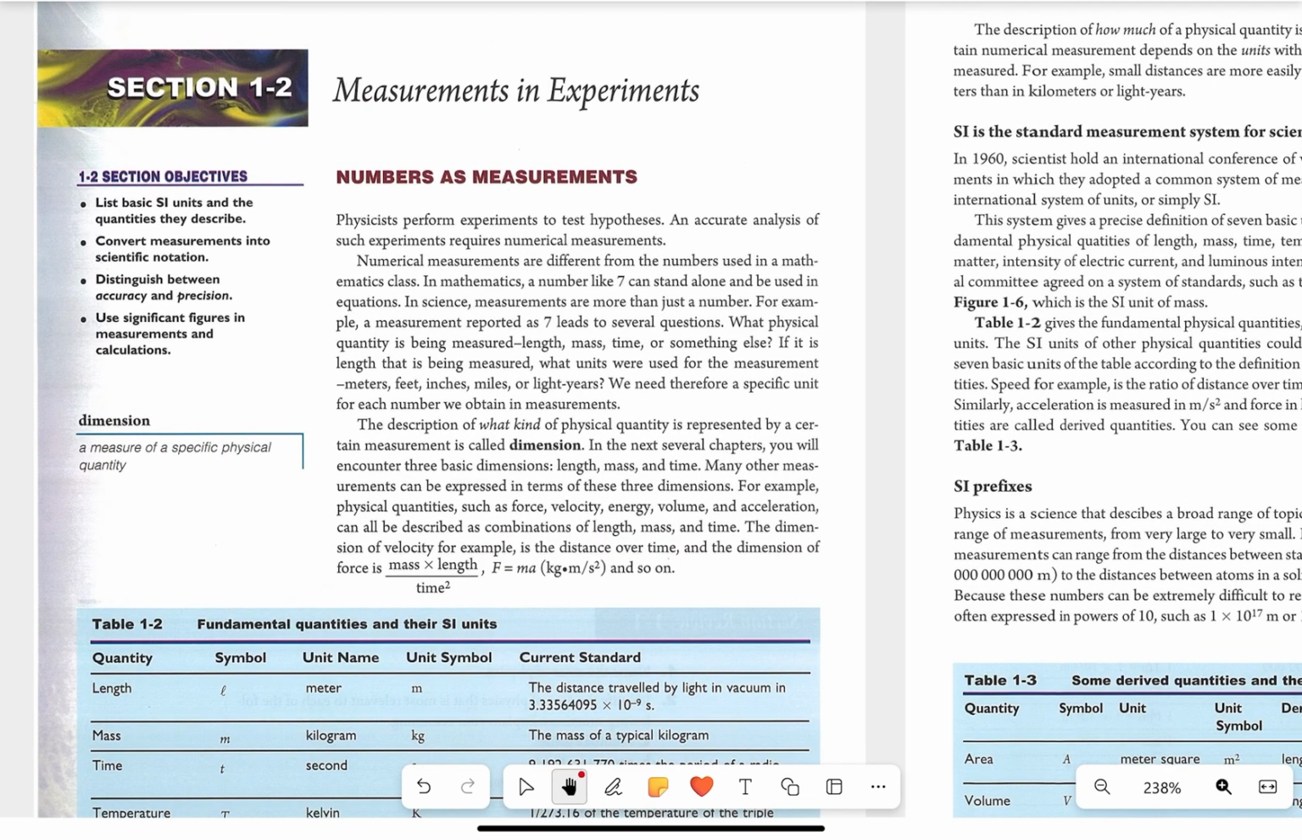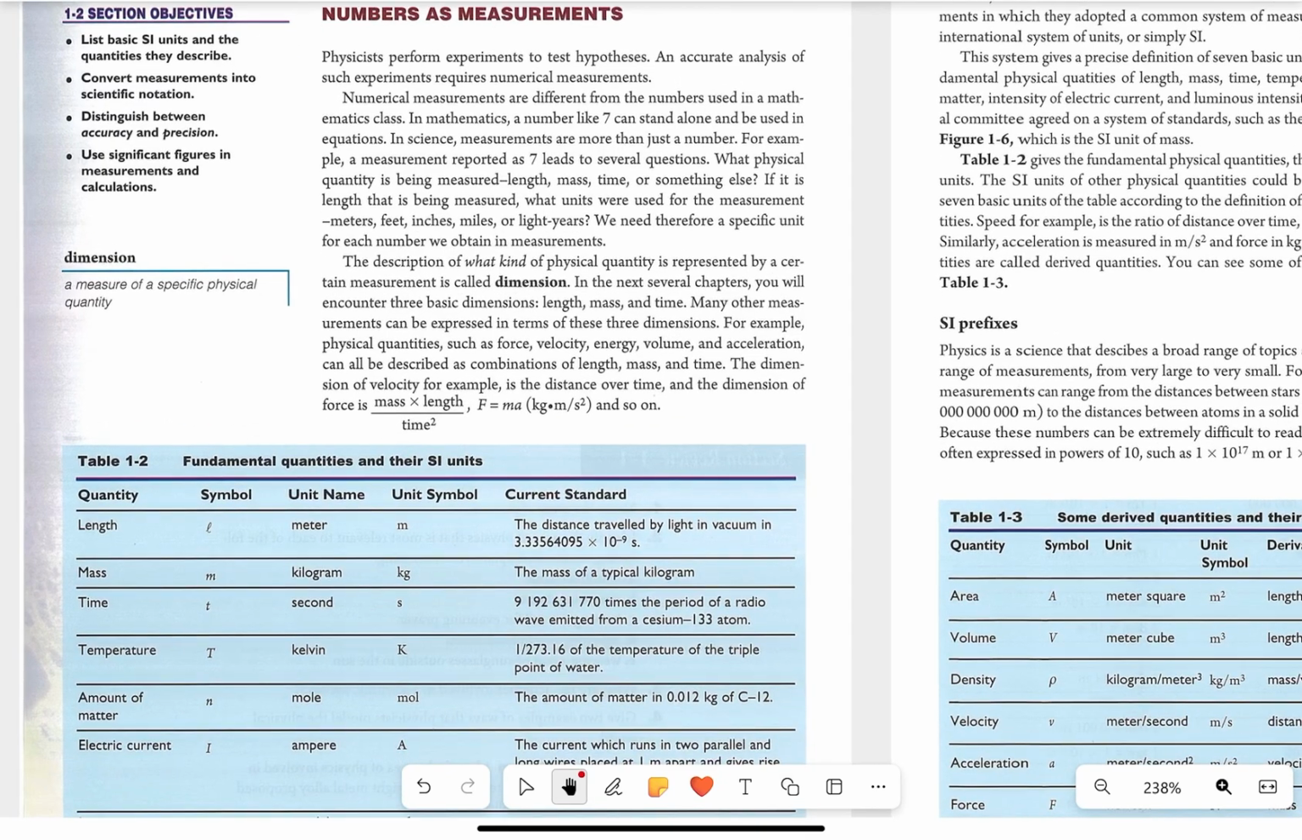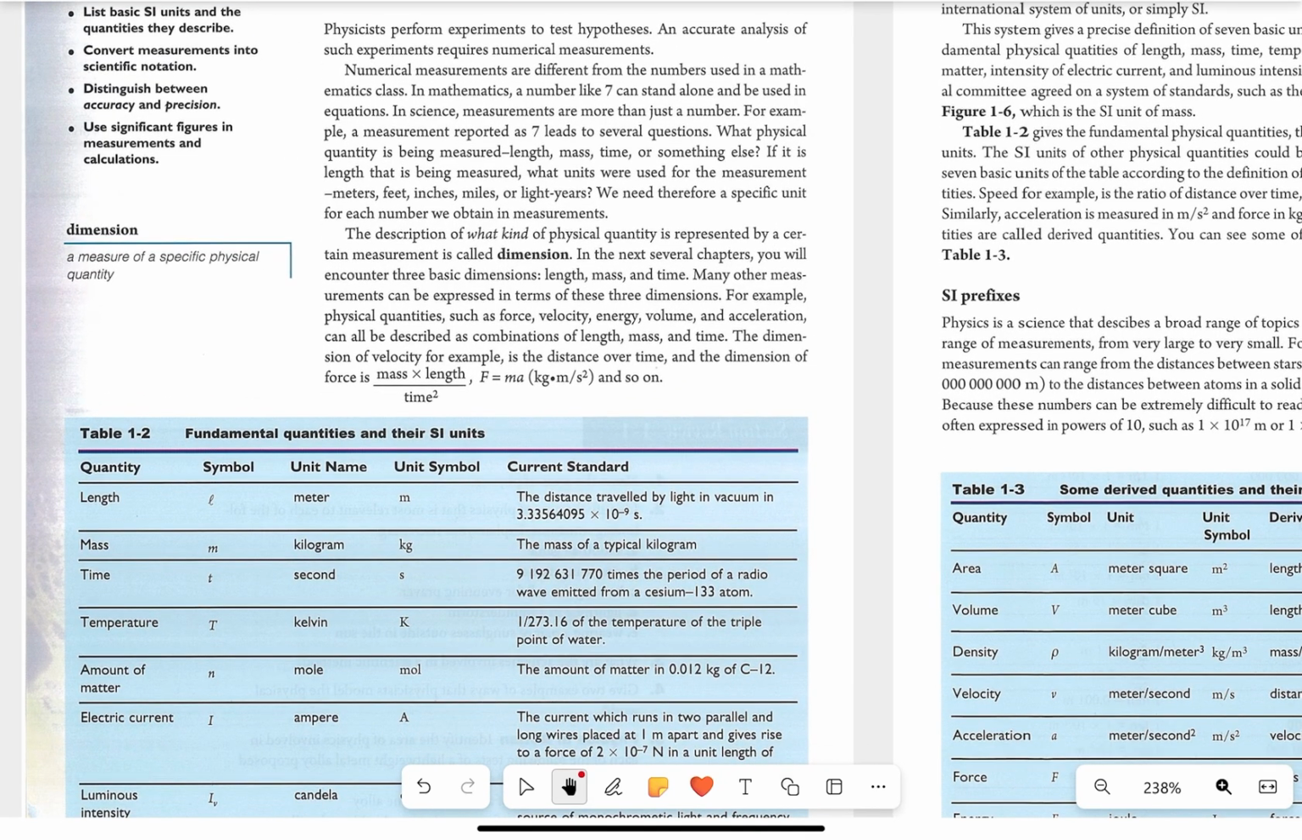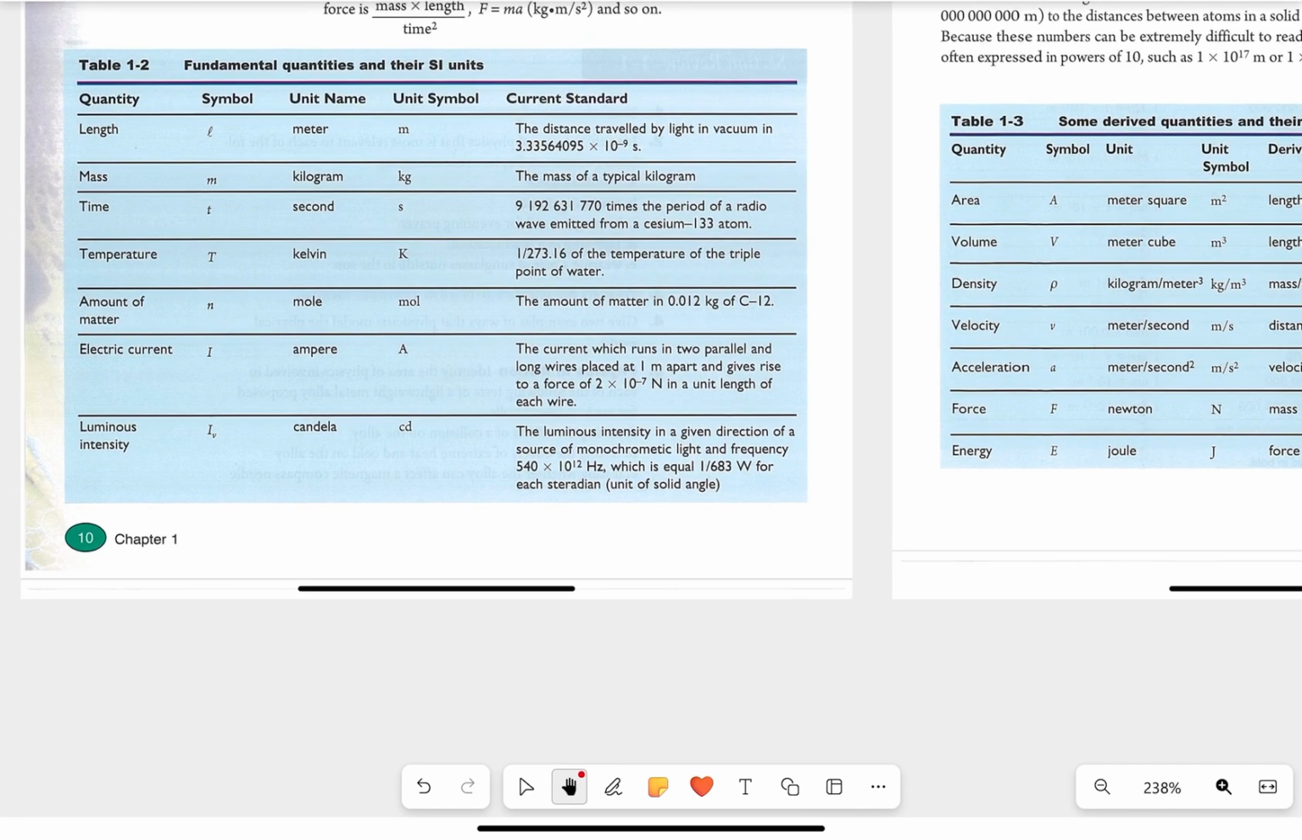Now, numbers as measurements. In physics, unlike math, we are mostly dealing with units, okay? So a number in physics does not mean anything if it doesn't have a unit. And a description of a specific physical quantity is called a dimension. Now we have several fundamental quantities in physics. You have length, mass, time, temperature, amount of matter, and electric current. And the last one, luminous intensity.